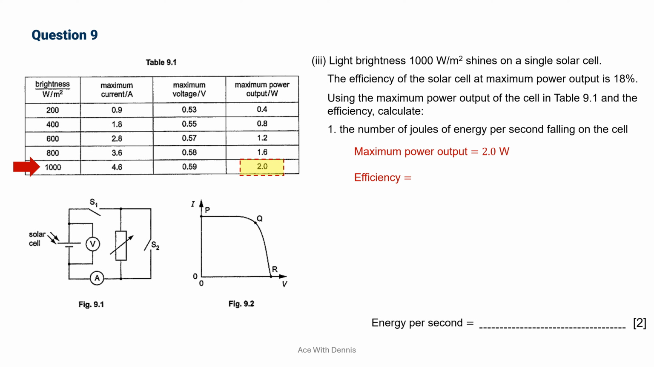Then we use the efficiency formula, which equals power output over power input. Given that the efficiency is 18%, which is 18 over 100, and the power output is 2.0 watts from table 9.1, we want to find the power input, P in. Rearranging the equation, P in equals 2.0 times 100 divided by 18, which gives us 11.1 watts to 3 significant figures. So the answer will be 11.1 watts.